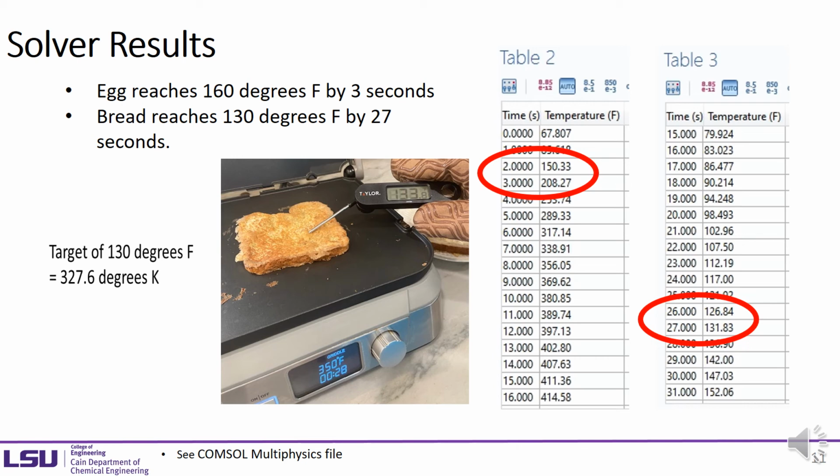So the picture that's shown in the middle is actually from when I ran the experiment in real life. As you'll notice from the temperature probe, the center temperature of the bread is approximately close to 130, and this is when the grill is run at 350, which is equal to the 449 Kelvin that was set up originally. And you can see that the time was approximately 28 seconds. So what this shows is that the model in COMSOL was able to accurately approximate the real life value.